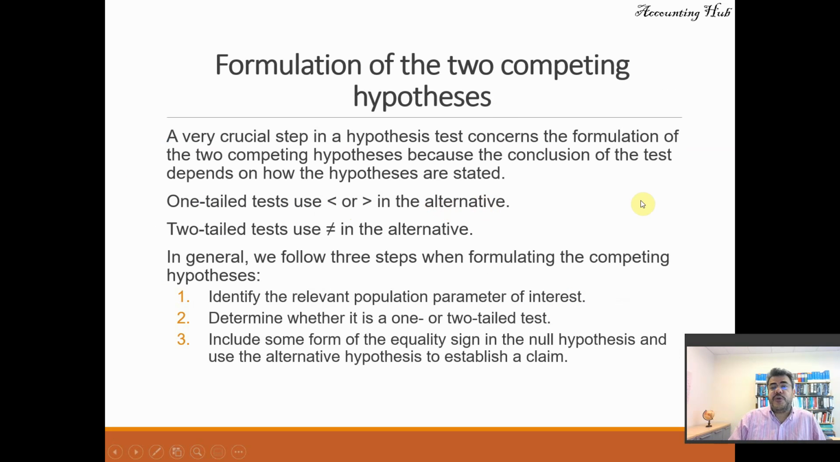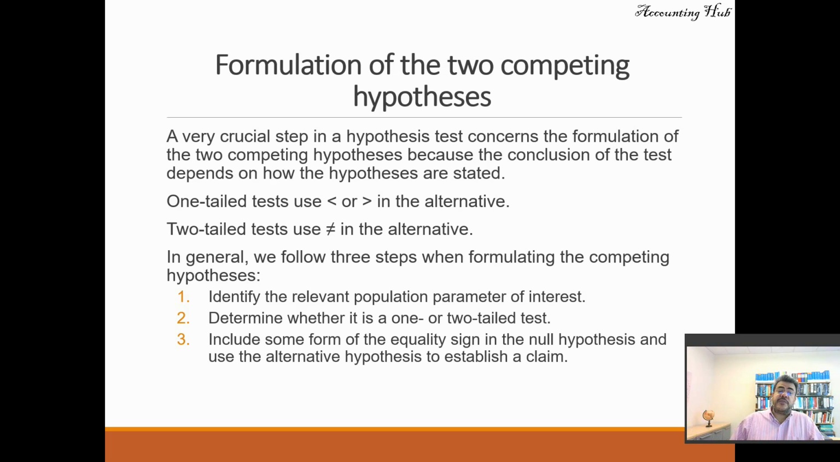And then here, the formulation of two competing hypotheses. How do we do that? A very crucial step in a hypothesis test concerns the formulation of the two competing hypotheses, because the conclusion of the test depends on how the hypotheses are stated. We can have one or two tails. So one is, we use lower or greater. So one side for each one. Left side for one, right side for the other, or positive and negative, or whatever.